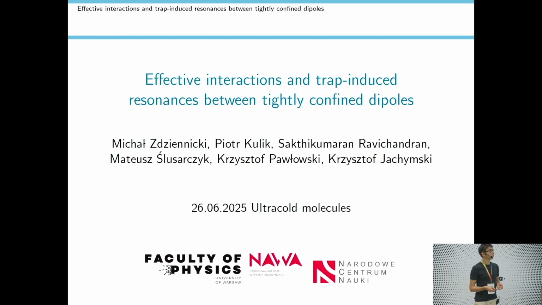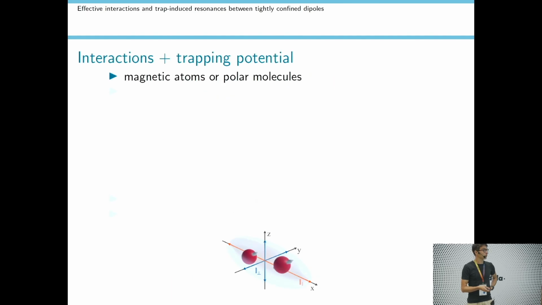you about some results that were obtained mainly by my student Michał Zdzienicki and his older colleague Piotr Kulik and Sakti Kumaran, who are all in my group. And we collaborated on that with the Center for Theoretical Physics, which is nearby in Warsaw, with Professor Krzysztof Jachymski. So what is it all about? Well, I can skip the motivation and how we all like anisotropic and long-range interactions.